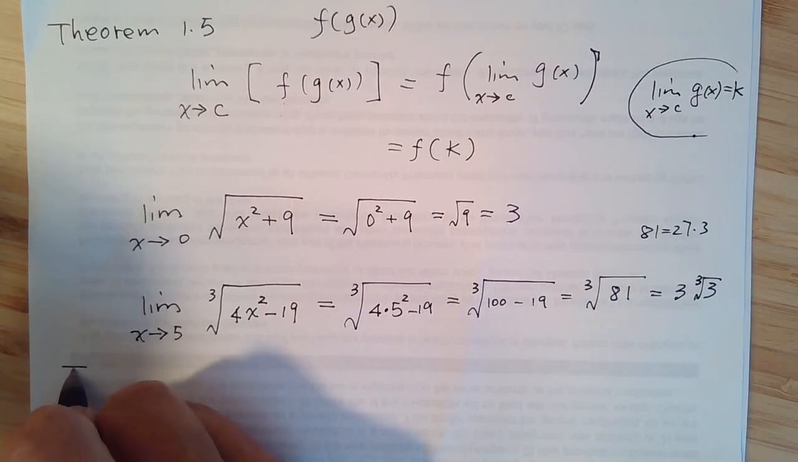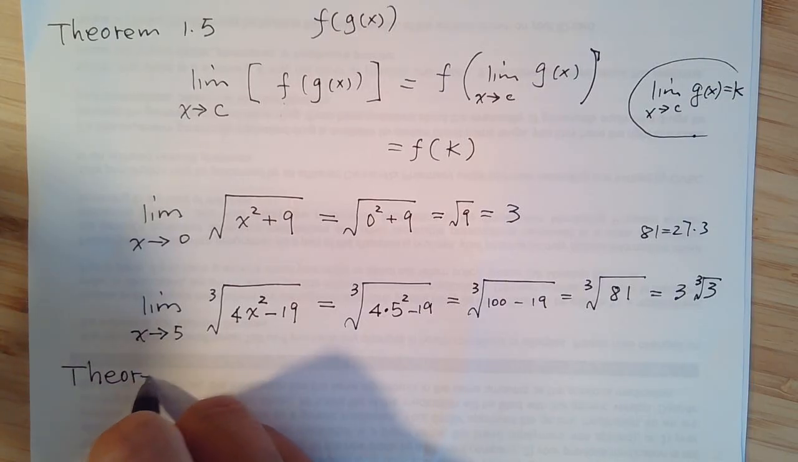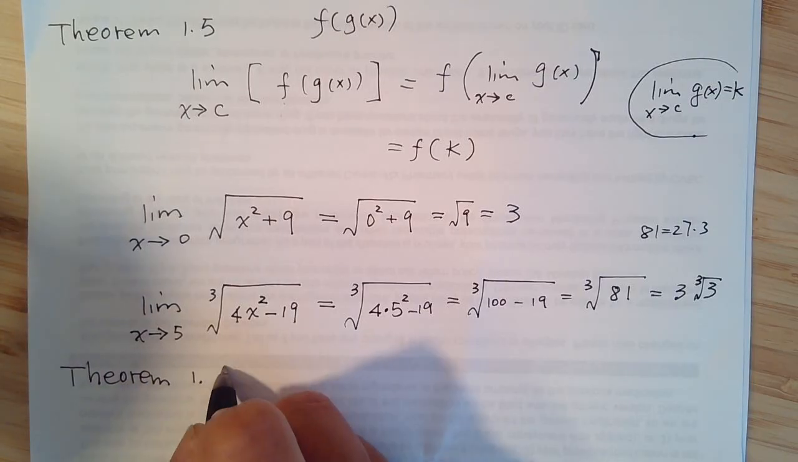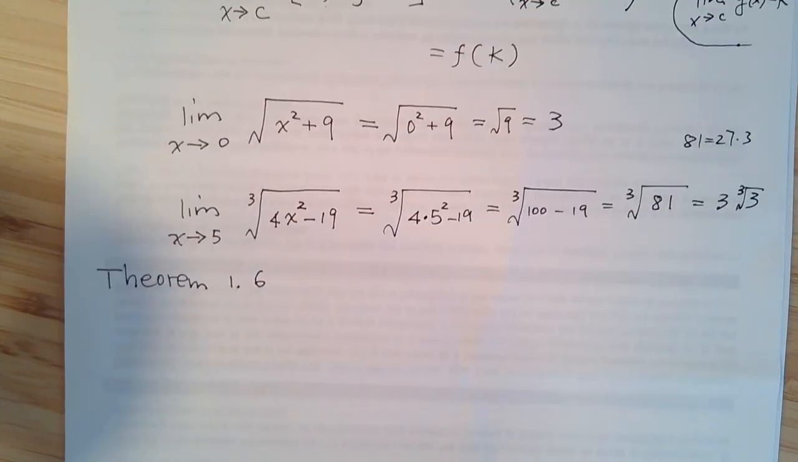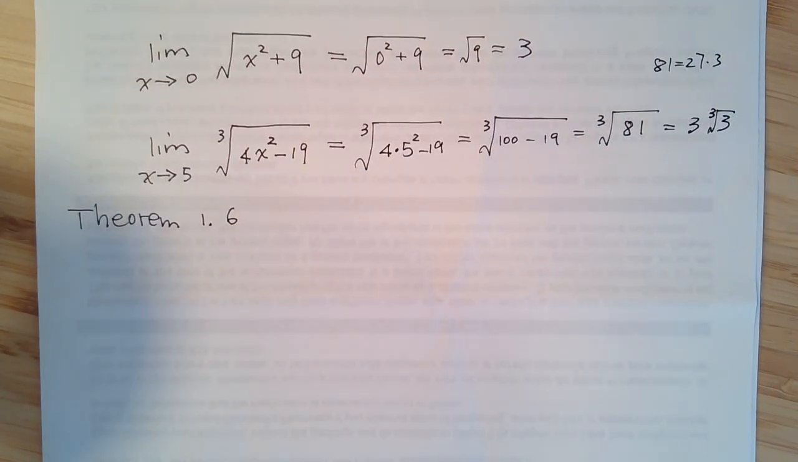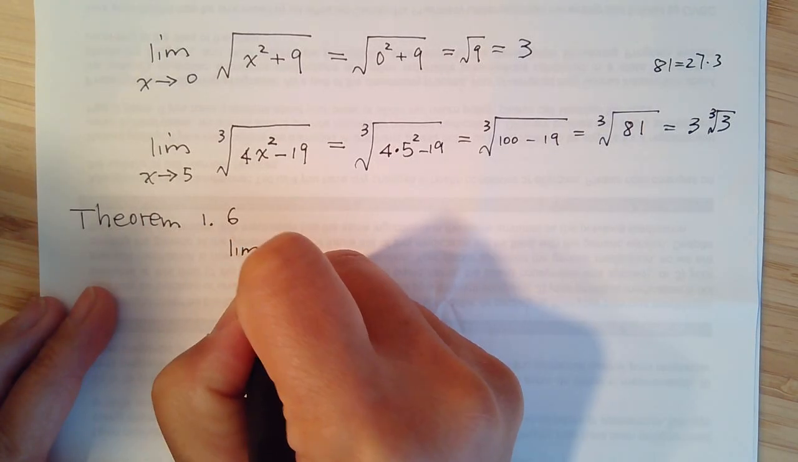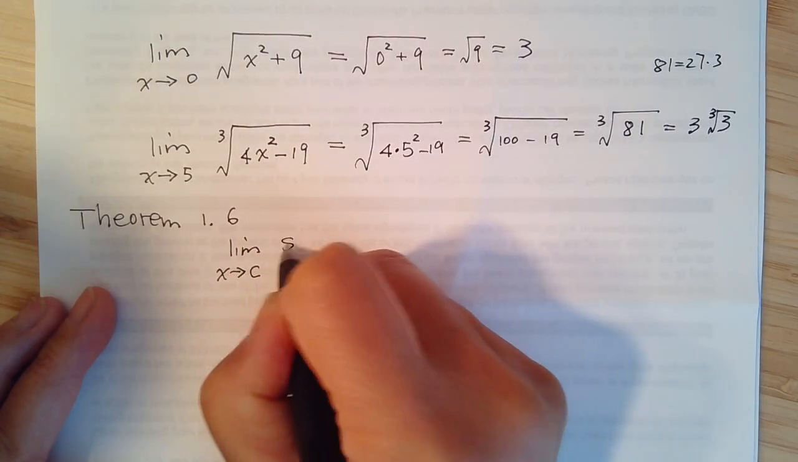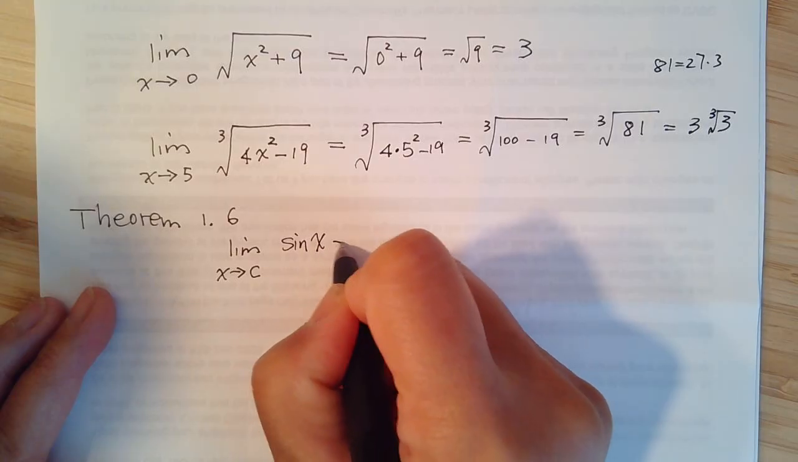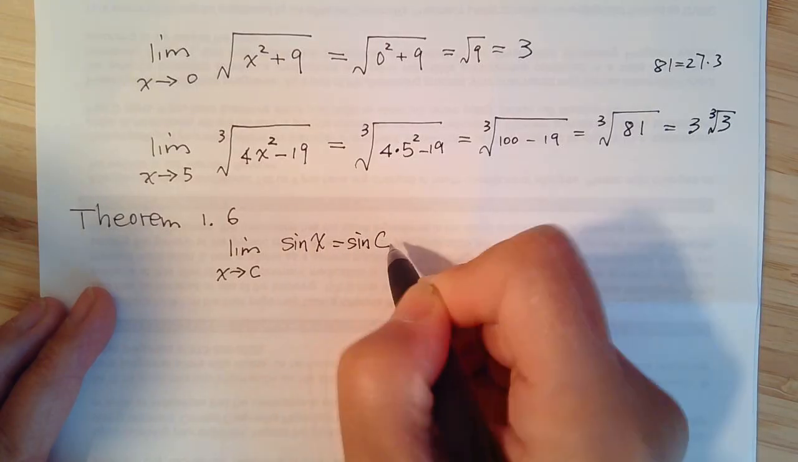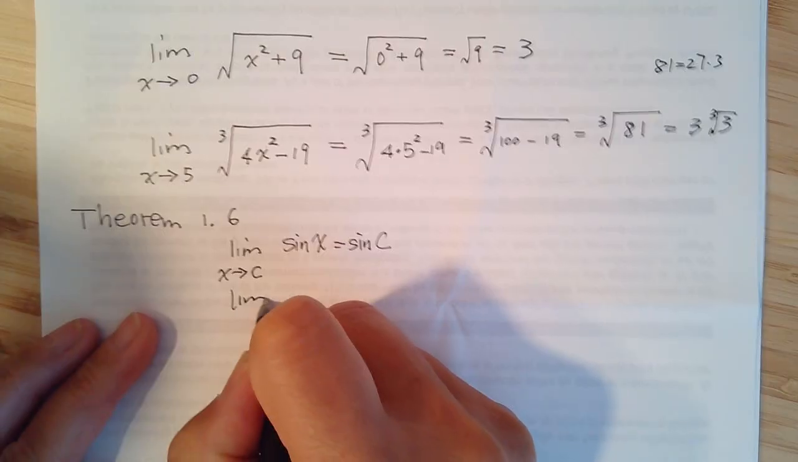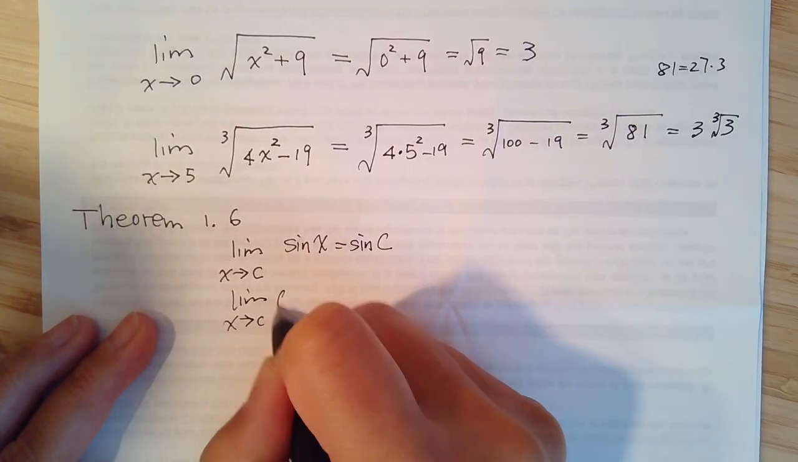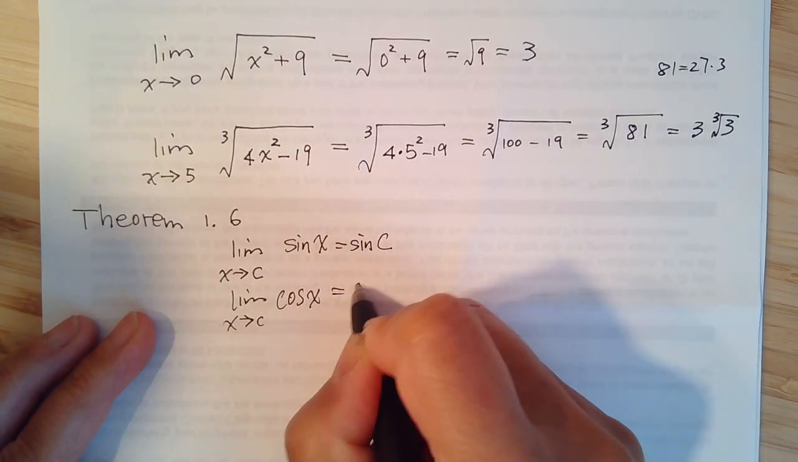So theorem 1.6. Now, it's getting harder, okay? This is the limits of trigonometric functions. I try to scare you. The limit as x approaches c of sine x is sine c. The limit as x approaches c of cosine x is just cosine c.